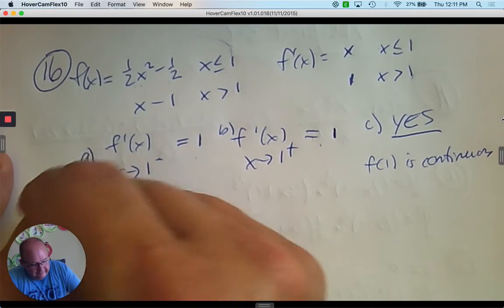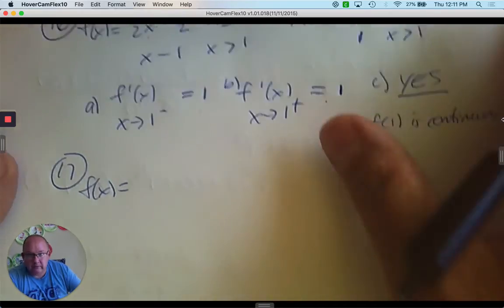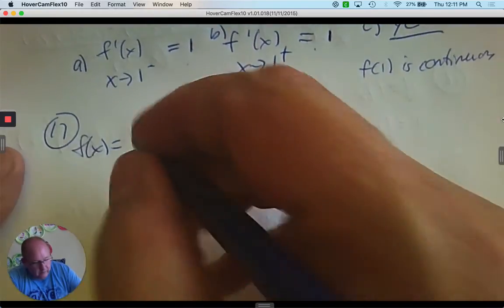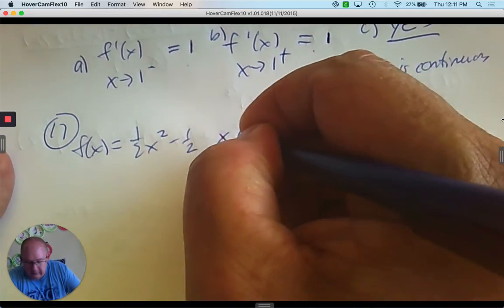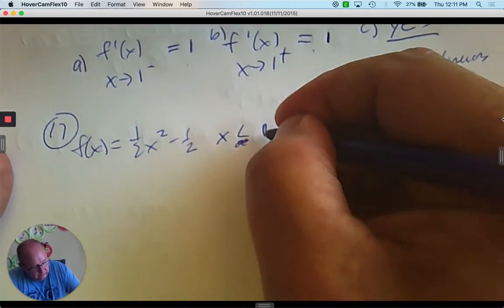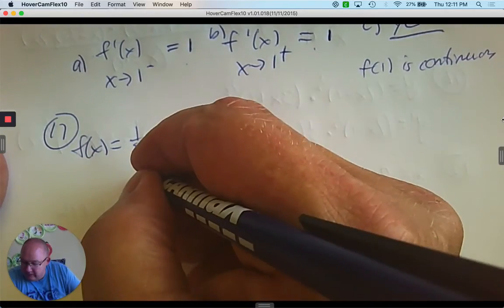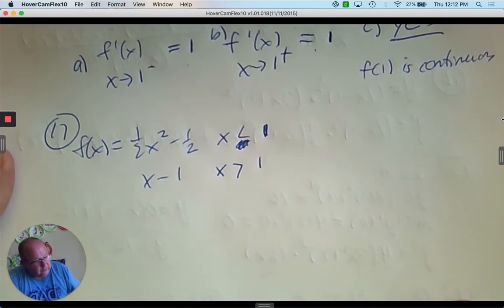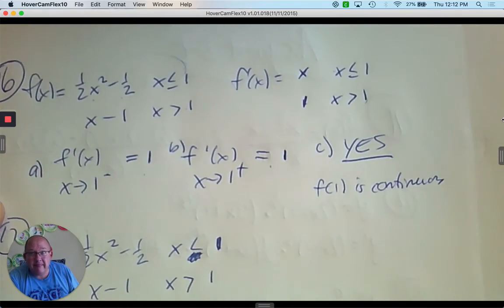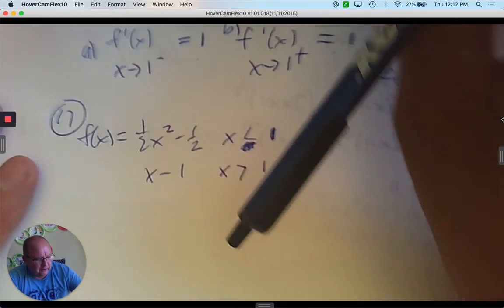Number 17. So now we have f at x equals 1/2 x squared, subtract a half when x is less than 1. And then we have x minus 1 when x is greater than 1. Now that looks very similar to what we just did, doesn't it? Top and bottom. So what's different? You can tell the part I scratched out right here.